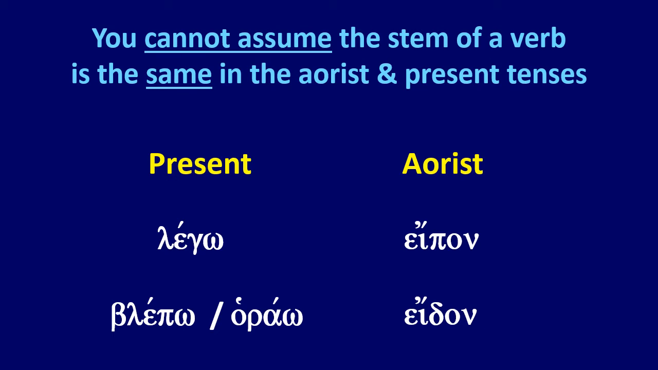And so eidon, meaning I saw, began to be used more frequently along with, or as, the aorist tense form of blepo or horao. Now those are just two examples, and I will say this: the only way you're going to know the true aorist tense form of a verb for the present tense is to look it up in your principal parts chart.